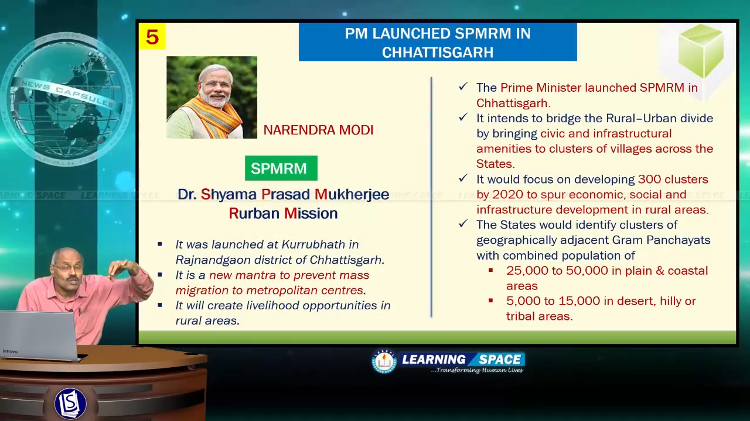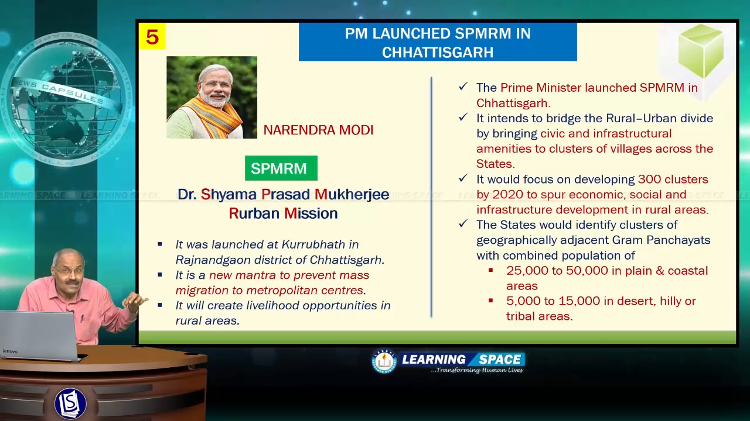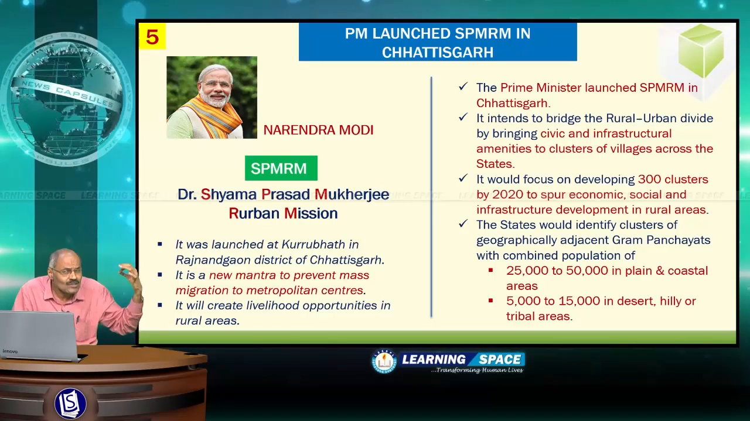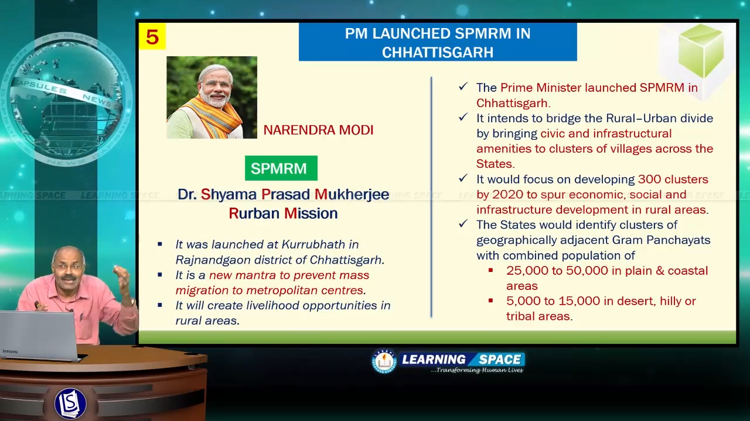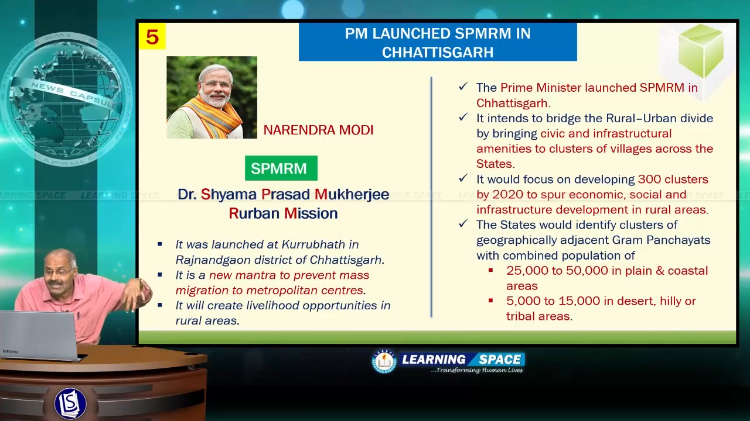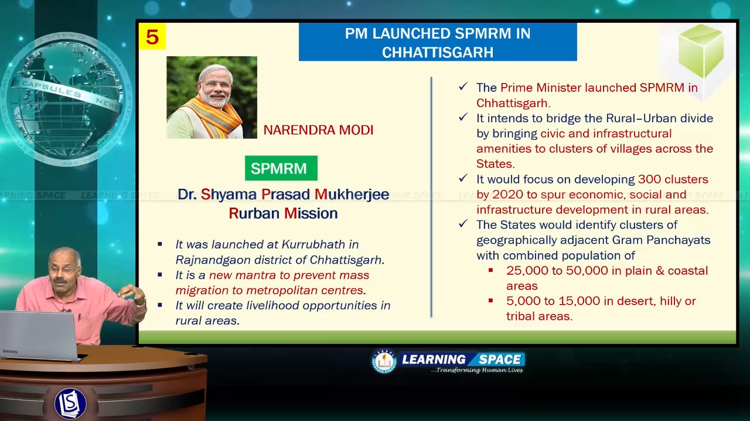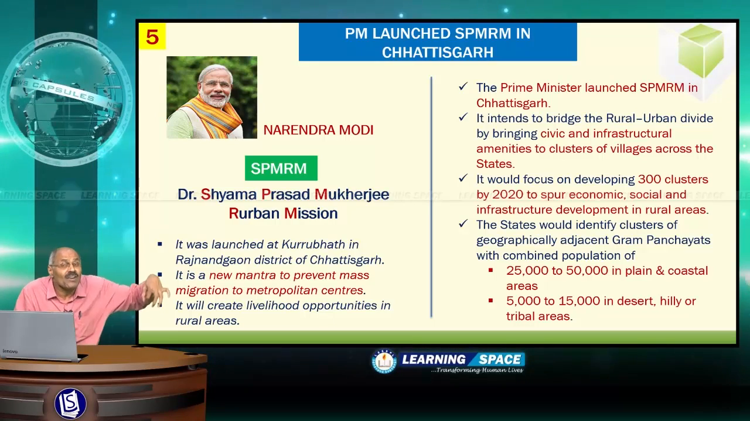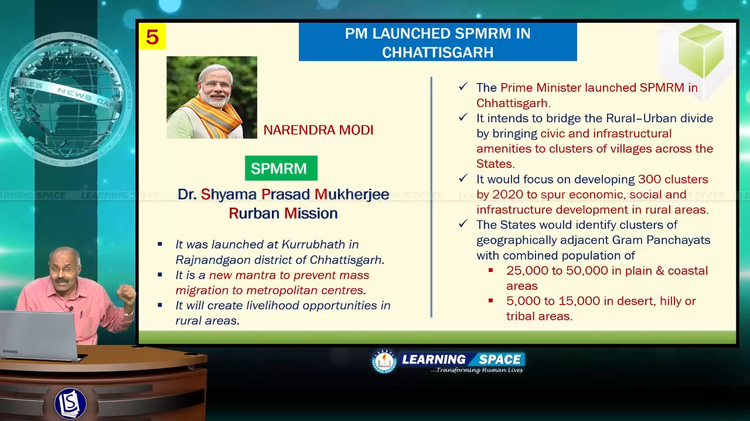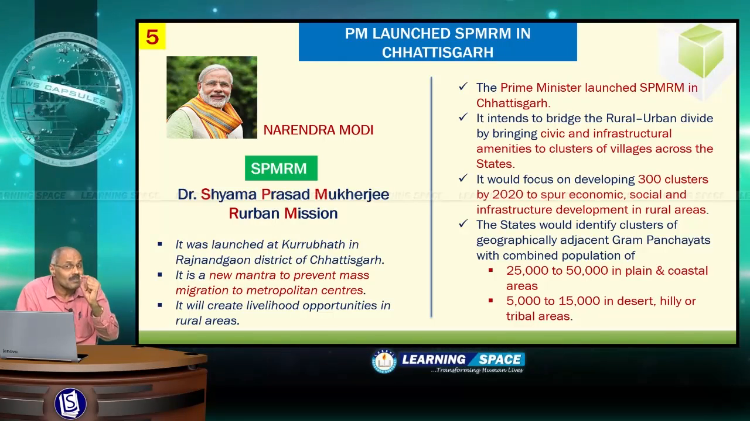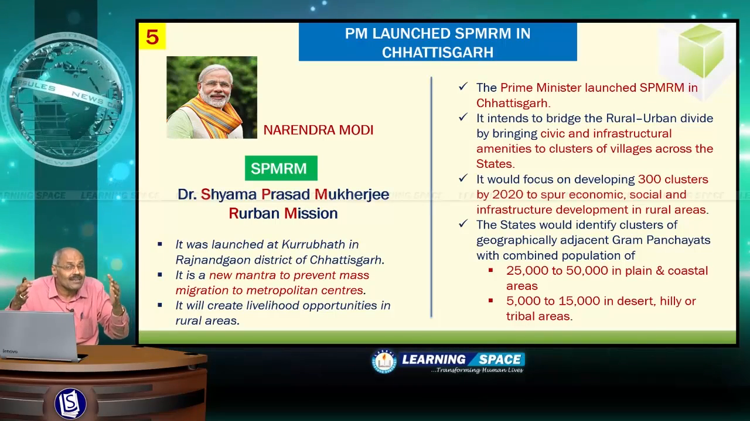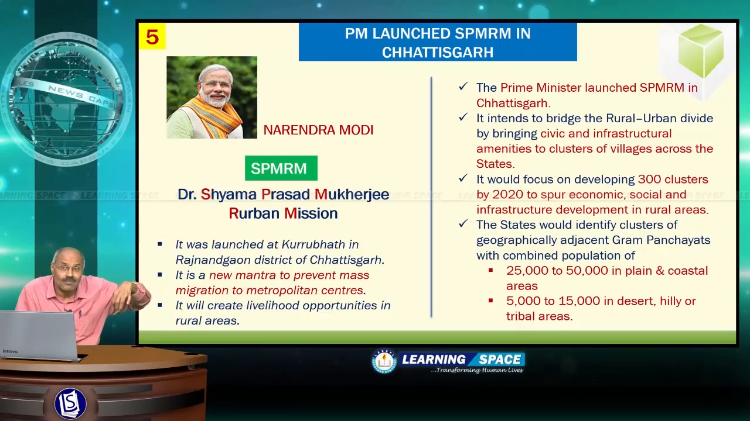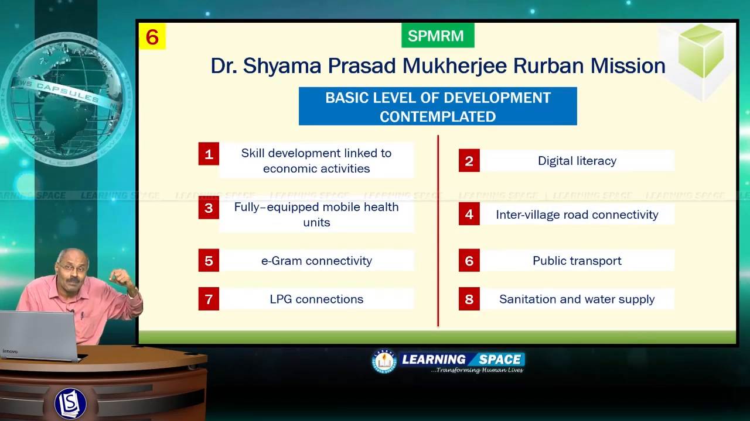Then the Prime Minister launched the Shyama Prasad Mukherjee Urban Mission. This is with regard to development of a cluster of villages across the states, and this is to bridge the urban-rural divide. It is basically to develop 300 clusters by 2020, and state governments will identify clusters, and each cluster will have a combined population of 25,000 to 50,000 in plain and coastal areas. So, if someone talks about the Shyama Prasad Mukherjee urban mission, this is to bridge the urban-rural divide and provide amenities in rural areas, and this is a cluster-based approach. Please don't forget. Here I have given the various types of developments contemplated.